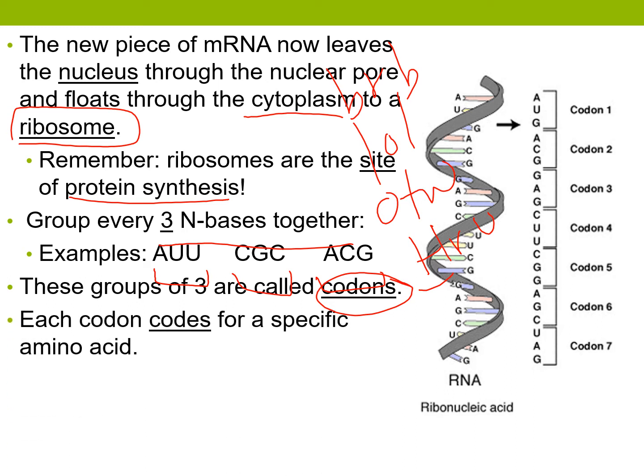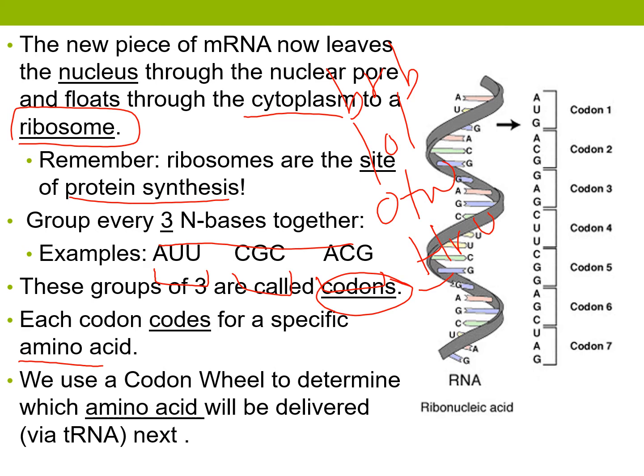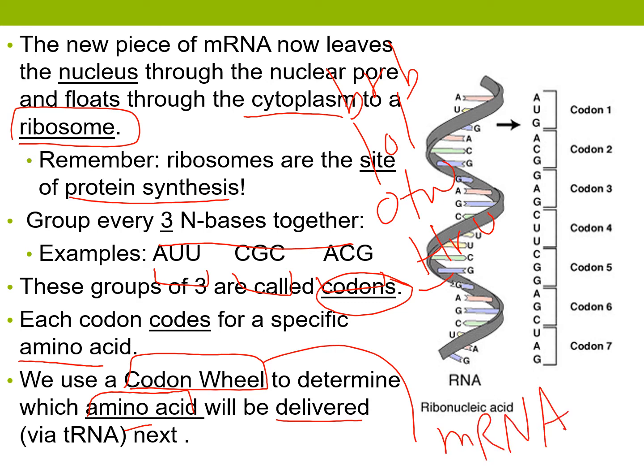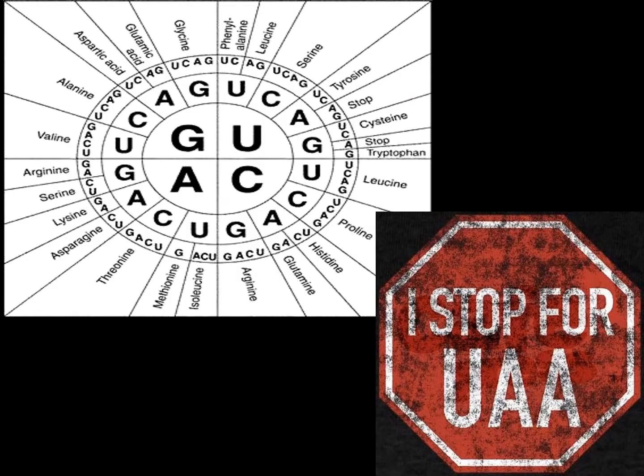Each codon, again, is a code for a specific amino acid. How do I know what type of amino acid it is? It's going to be in the next step. We're actually going to use a codon wheel to determine the amino acid that will be delivered to the tRNA, which is next. The tRNA will make sure it gets where it needs to go. It's like a taxi. That's basically what the tRNA is, because it's called transfer RNA. The codon wheel we only use with mRNA. Why? Because that is the message, and that's the code.